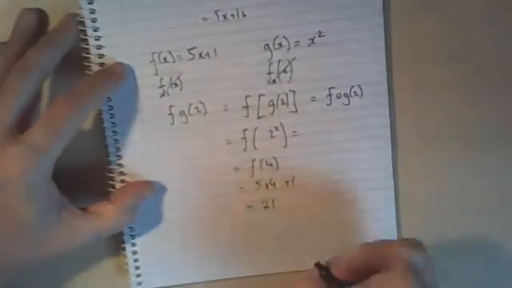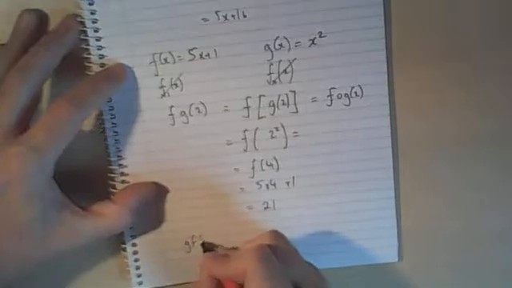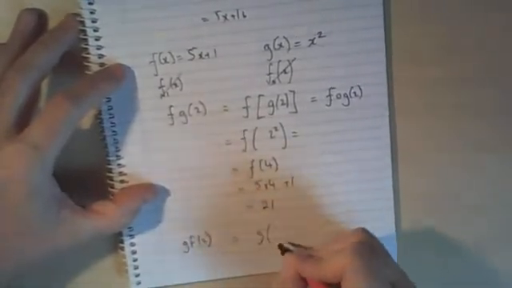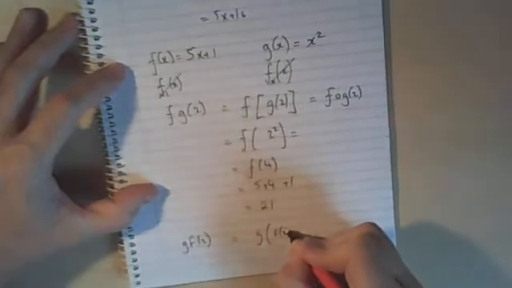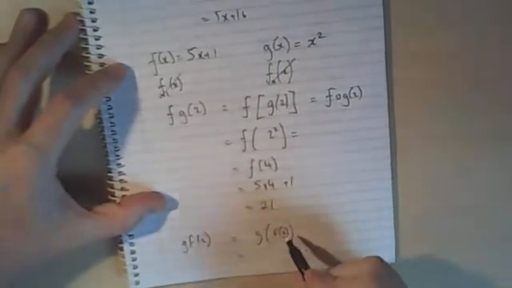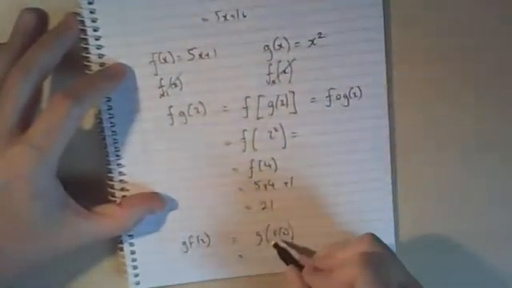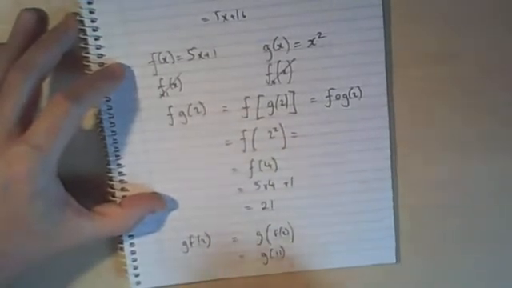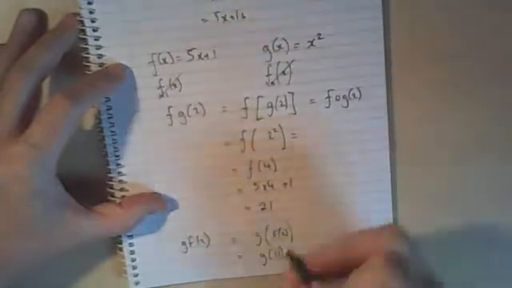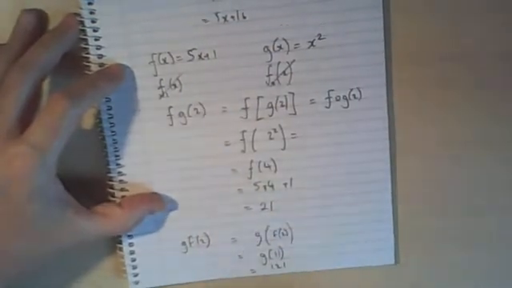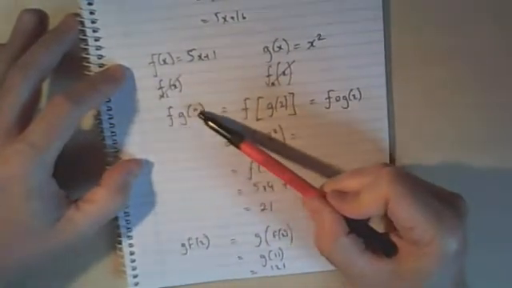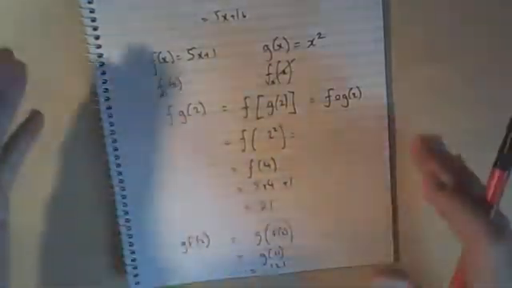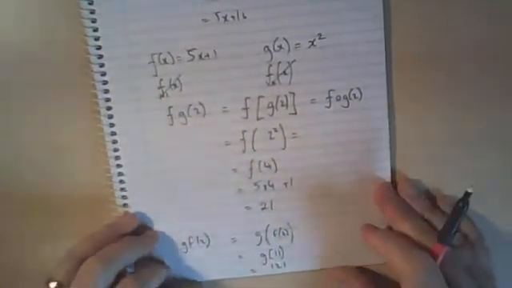If I wanted to do gf of 2, it's not the same thing. That means g of f of 2. f of 2 is 5 times 2 plus 1, which is 11. So I've now got g of 11, and 11 into that is 121. So you can see very clearly that fg of 2 is very different to gf of 2. So that's how you do combined functions.